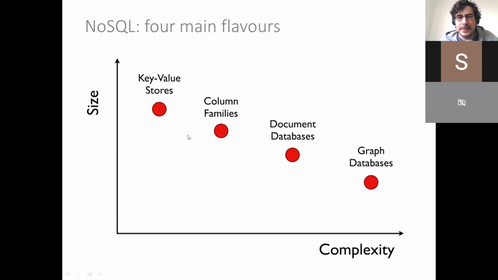So we have different types that are different from SQL. They're not supporting SQL. They have their own languages. They have their own ways of indexing and so forth. And each one is kind of targeting different types of use cases. The simplest being key value stores that we have here.